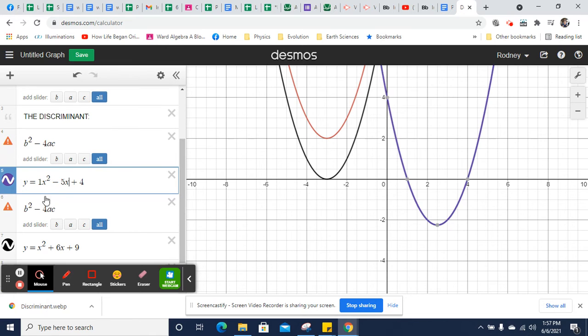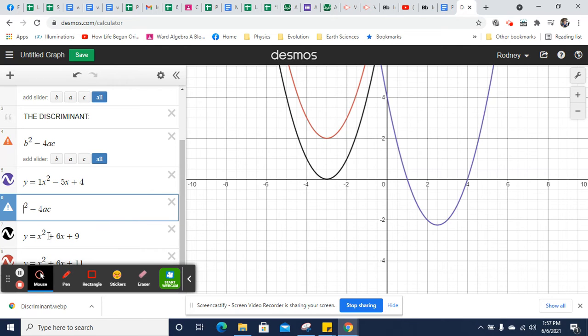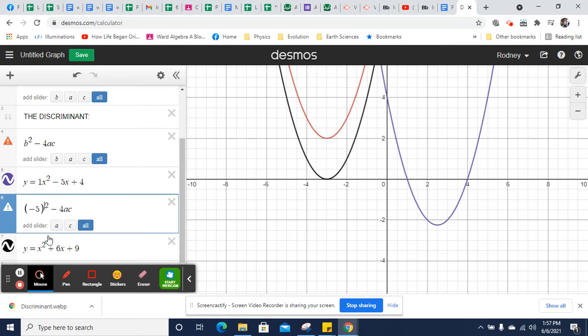So a in this case is 1, b is negative 5, and c is 4. Let's deal with that. So b is negative 5, and since it's negative and I'm squaring it, I'm putting the negative inside parentheses. Then a is 1, and c is this last standalone term, c is 4. Now Desmos is telling us that equals 9, and that's a very convenient thing.